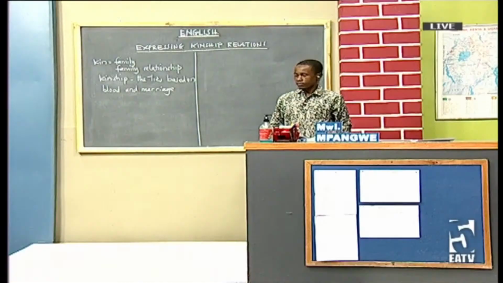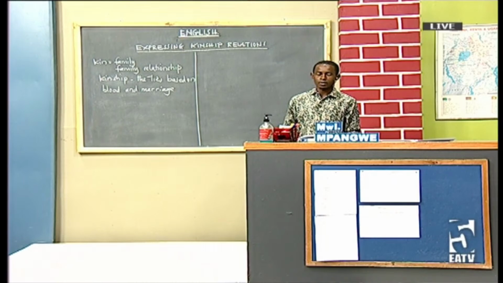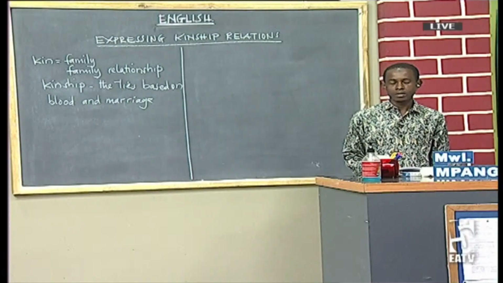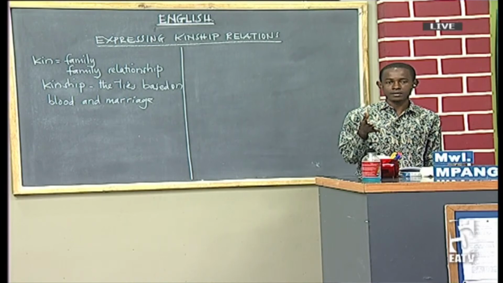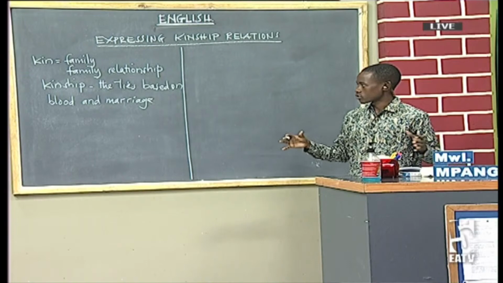I think everybody has a family, and family starts with father, mother, and children. And sometimes your father has a brother or sister, and your father has a father and mother. So this family becomes extended family. So we are going to discuss relationship among the members of family.